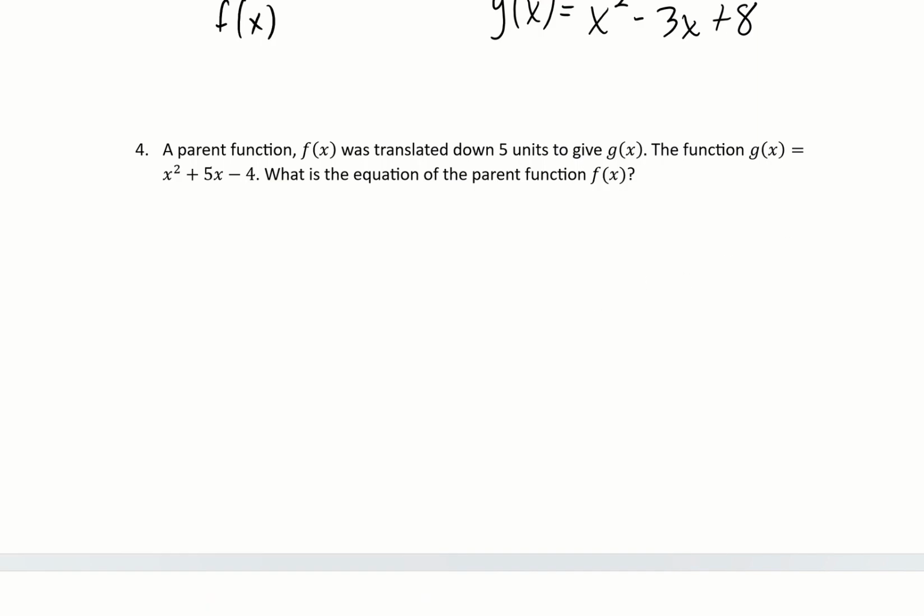So we have a parent function f of x that was translated down by 5 units to give g of x. So let's just write that as it is. g of x is f of x translated down by 5 units. So we need to subtract 5. Okay, the function g of x, so now they're giving us g of x, not f of x, is x squared plus 5x minus 4. So they're asking, what is the equation for the parent function f of x? Okay, so now I want to solve for f of x, and I'm given g of x.